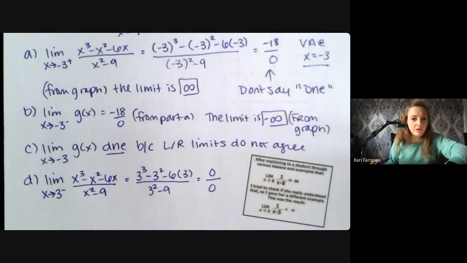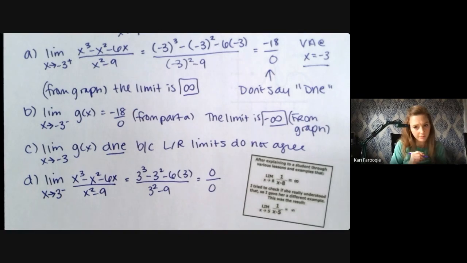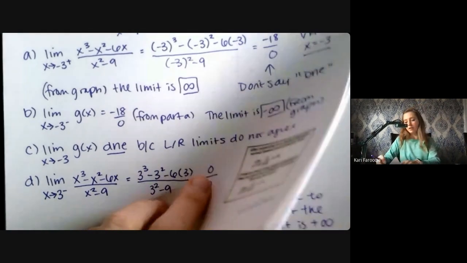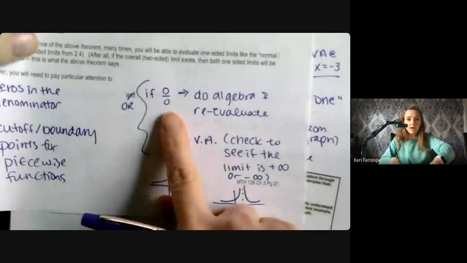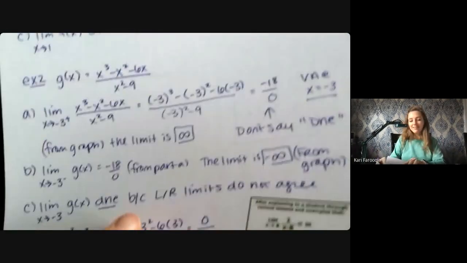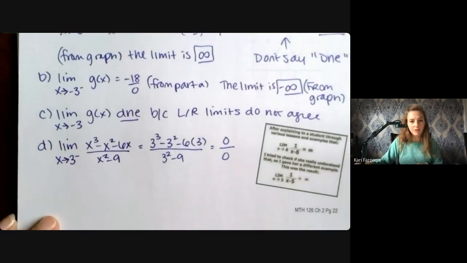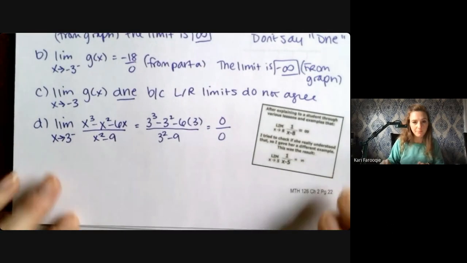Now, remember what you're not supposed to do. When you get 0 over 0, you're not supposed to say equals 0, check, and put a box around it. Don't do that. 0 over 0 is not 0. And I also don't want you to say, oh, 0 over 0, DNE, next. Don't do that. If you get 0 over 0, do algebra and reevaluate. Doing algebra basically means somehow you need to get rid of this indeterminate form.